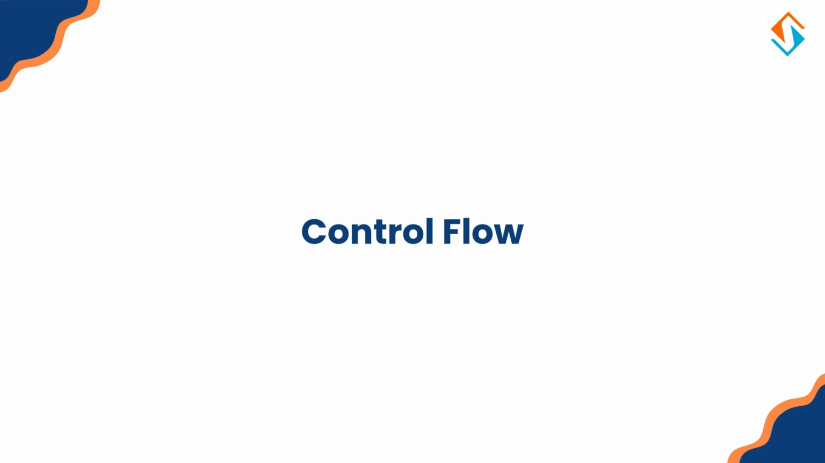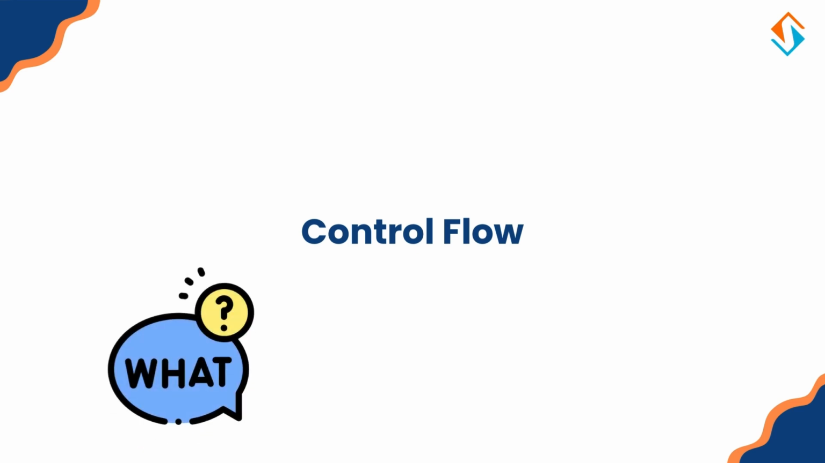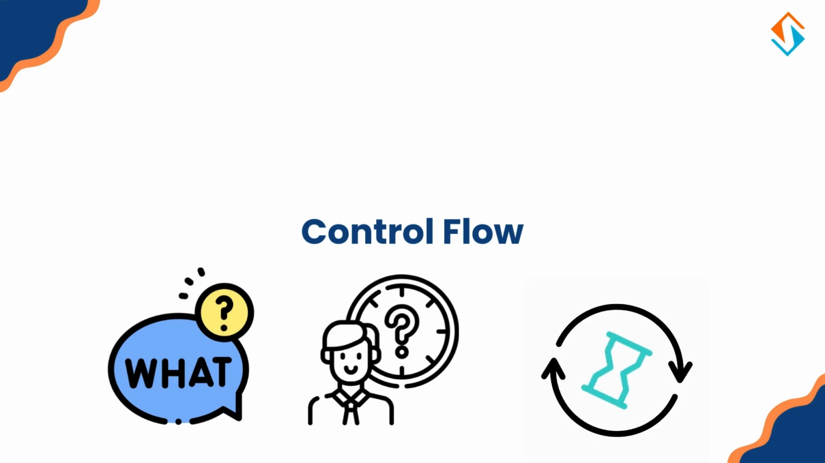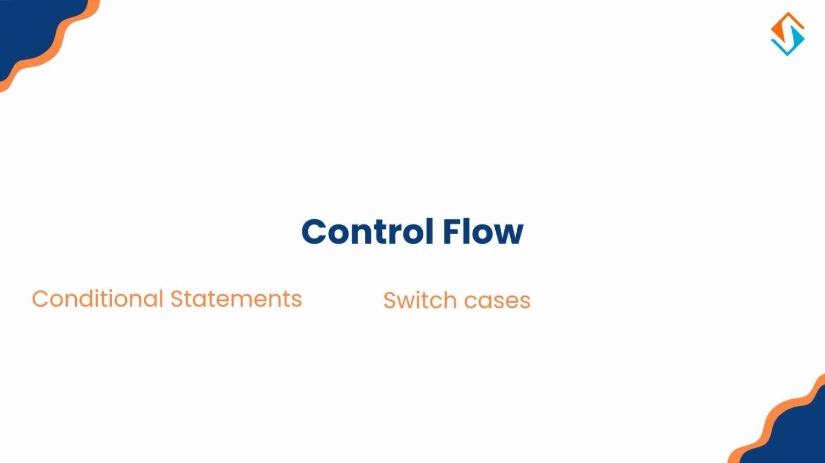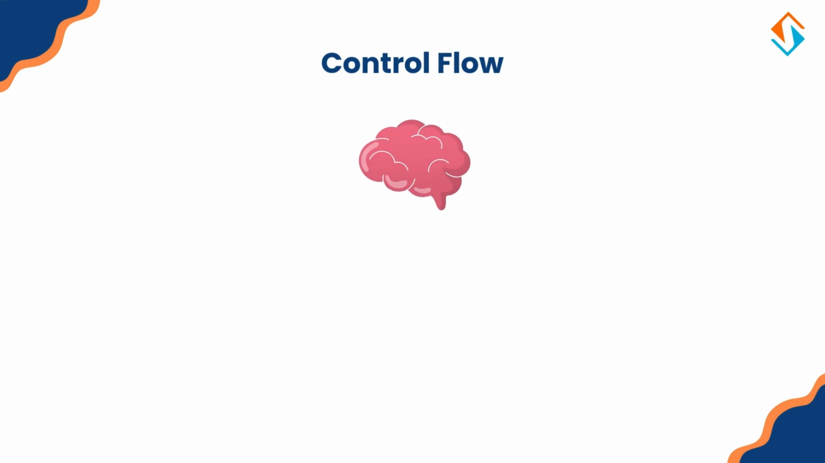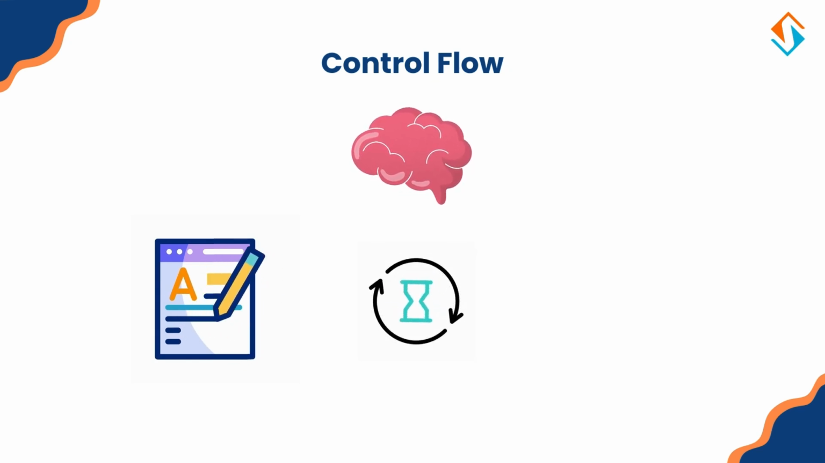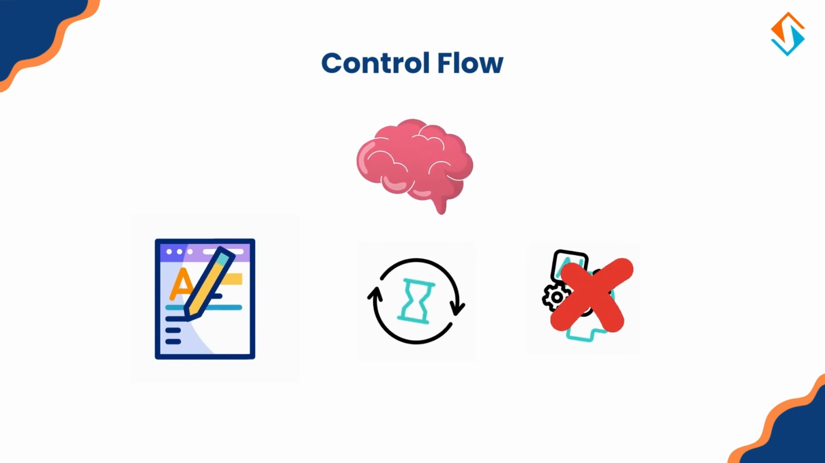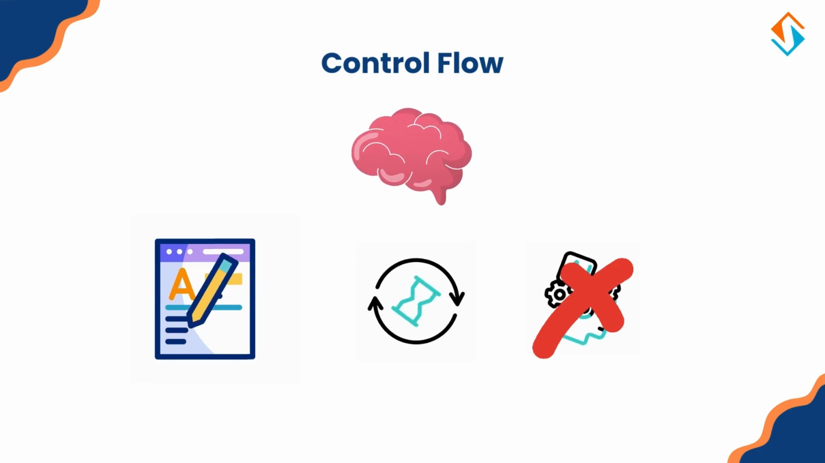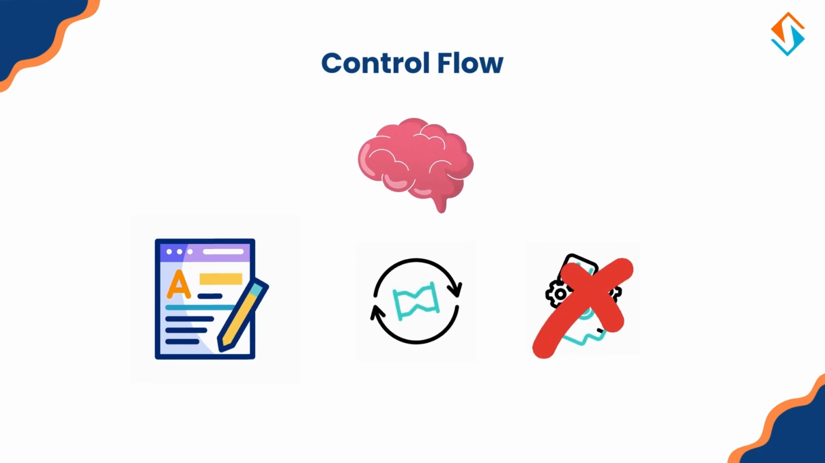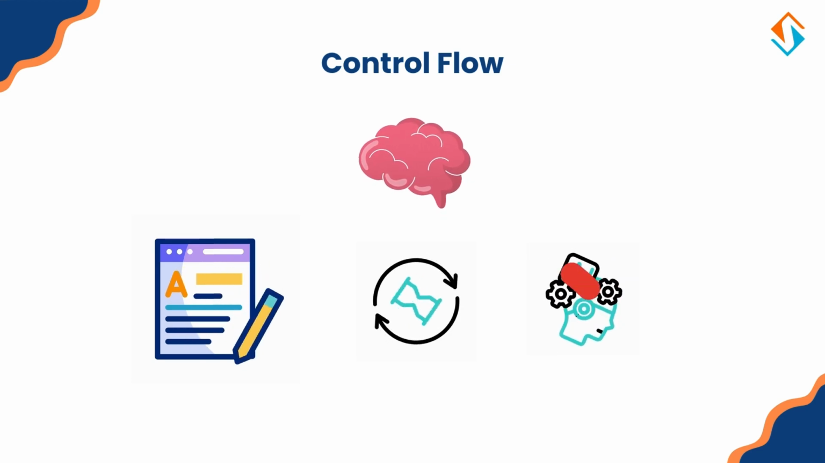Today we're talking about control flow, the part of programming that lets you decide what happens, when it happens, and how many times it happens. By the end of this video, you'll master conditional statements, switch cases, and loops. Let's jump right in. Think of control flow as the brain of your program. Without it, your code would just run line by line, with no decisions, no repetition. Basically, no intelligence. Control flow lets you ask questions, make decisions, and repeat tasks, making your program dynamic and interactive.